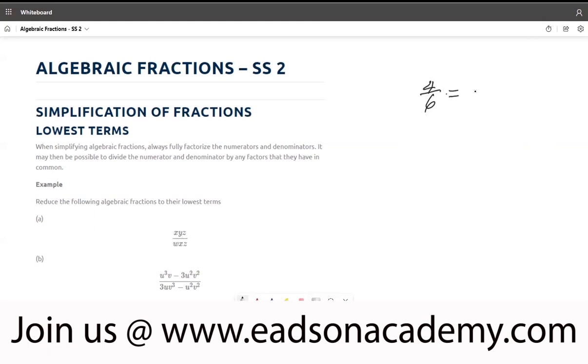That result, that nothing can divide into the numerator and the denominator, is called the lowest term of that fraction. So in this case, 2 can divide into 4, and we have 2. 2 into 6 is 3. Nothing divides into 2 and 3, which means this fraction is in its lowest term.